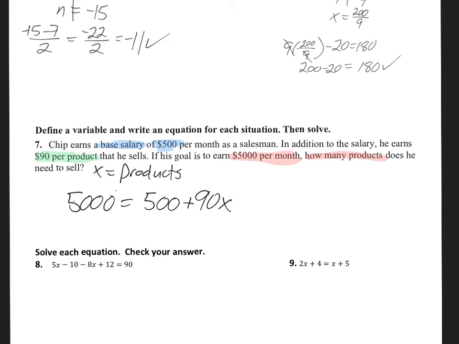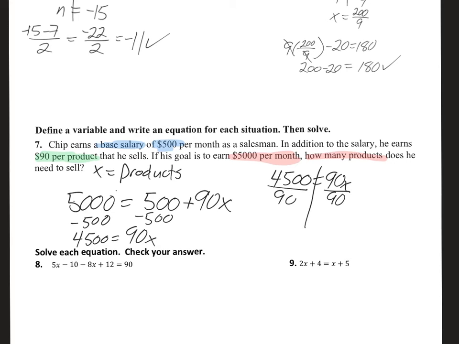So to solve this, I'm going to subtract 500 from both sides. So we have 4,500 equals 90x. I'm going to write this up here because I ran out of space. Now how do I get x by itself? I'm going to divide both sides by 90. So x equals 50 products. So if we have 50 products, then we're going to hit that $5,000 per month.